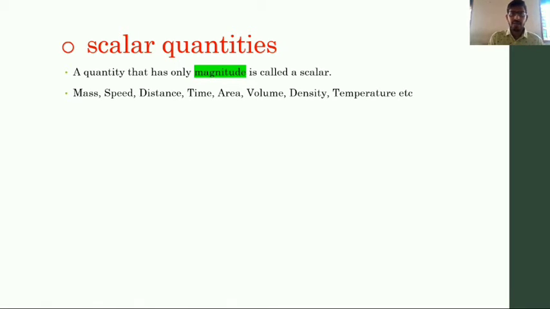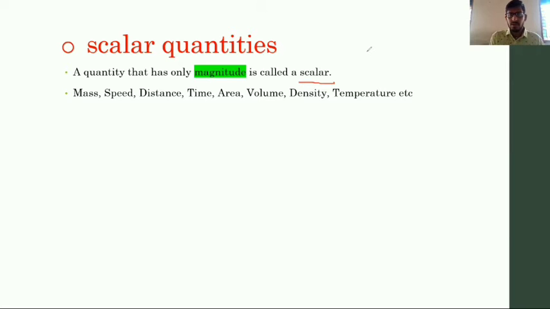First, scalar quantity. A quantity that has only magnitude is called a scalar. There is no need for direction. Examples: mass, speed, distance, time, area, volume, density, temperature, etc.